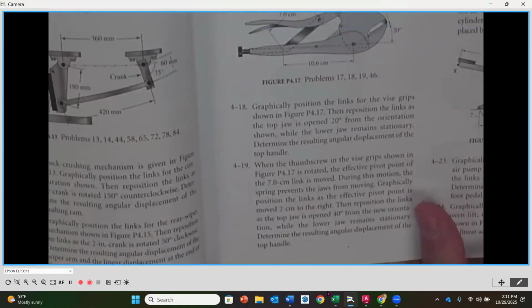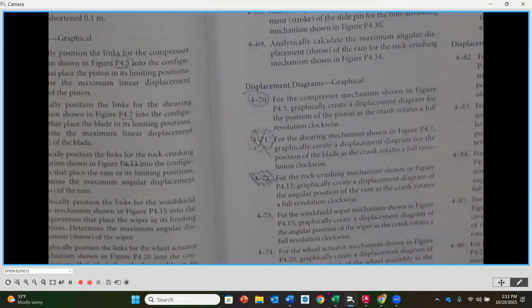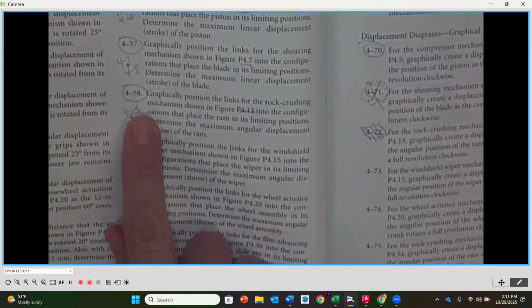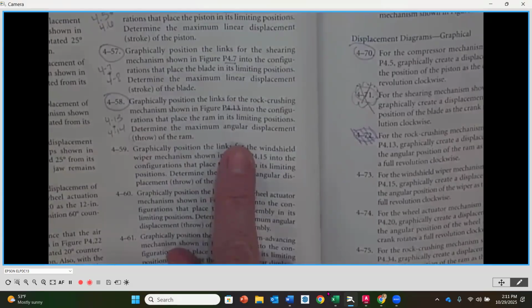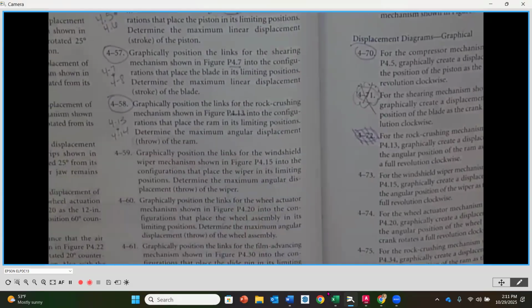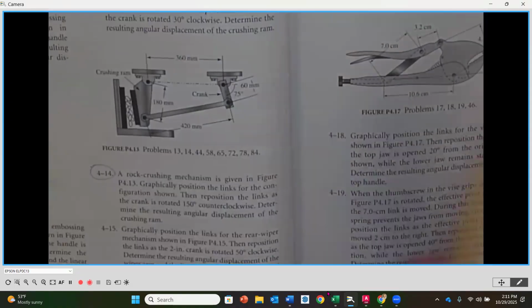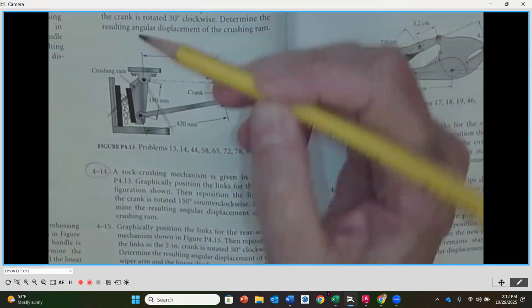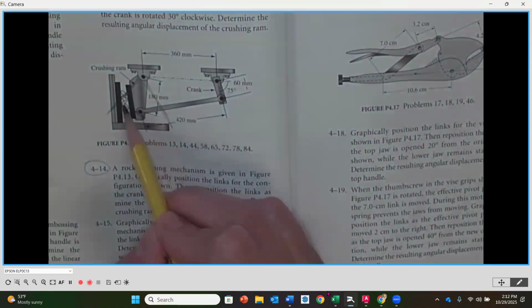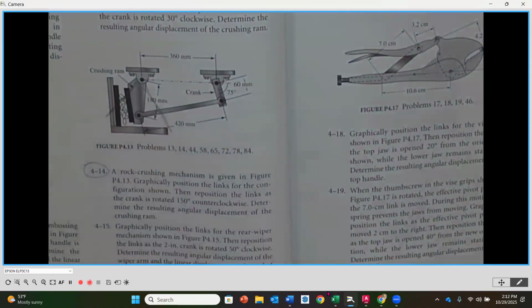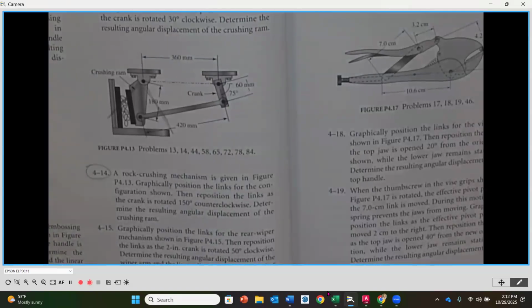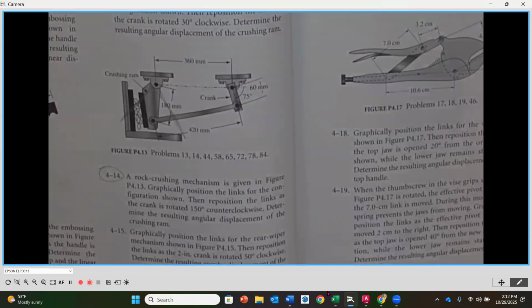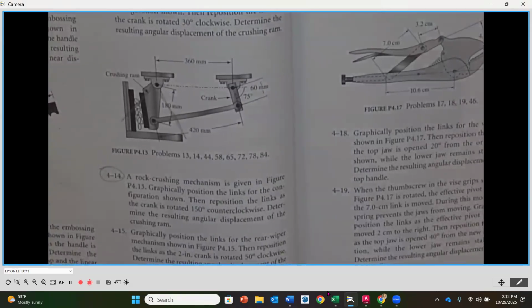Then for problem number 58, we are going to be finding the limiting positions for the crushing ram. So in this case, how far out that crushing ram is going to go and how close that's going to go. Now, since this has a fixed center, this is going to be an angular displacement from the furthest to the closest. This is going to be like that car wash nozzle that we did, which was 4.7.